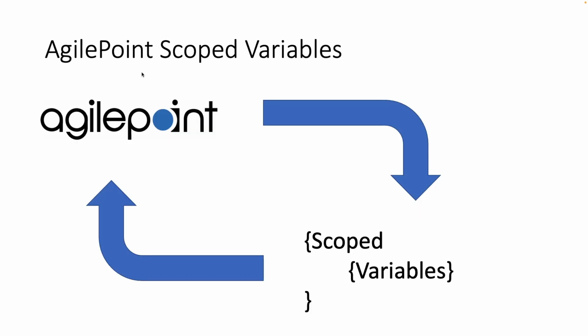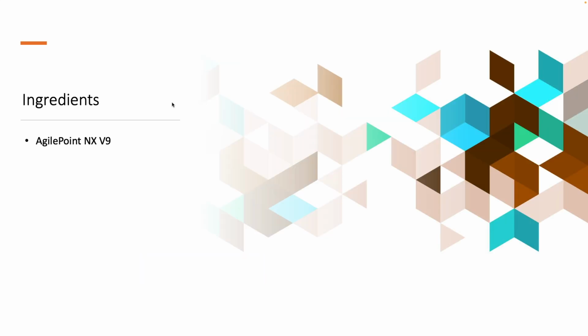With AgilePoint NX version 9, two activities have been added: get scoped variables and set scoped variables. These activities will allow you to have more fine-grained control and isolate variables into different scopes when and as needed, as well as create your own custom scopes. To use these new activities, and if you'd like to follow along with me on this demo, you'll need AgilePoint NX version 9.